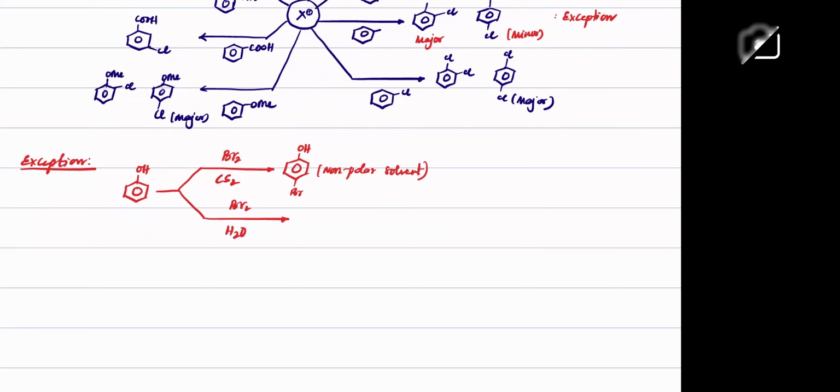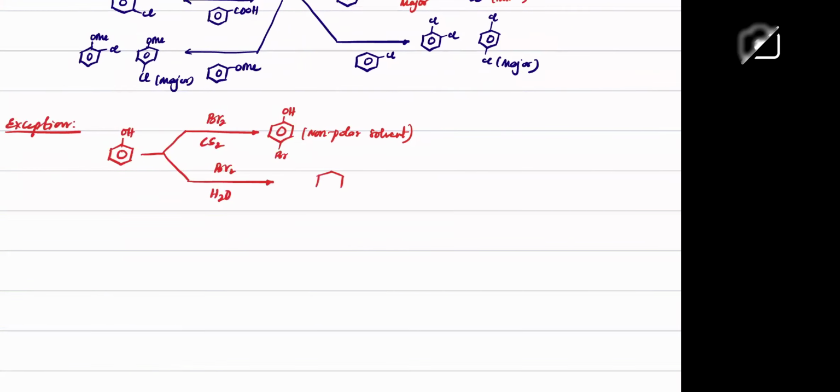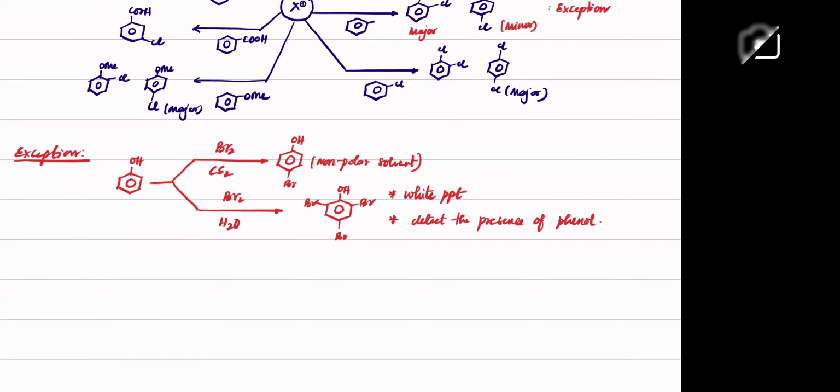In the presence of bromine water, now the addition would happen at all three positions. Got it? I'll get this as OH, Br, Br, and Br. And this is a white precipitate. Got it? This is an important point you need to understand, that it is a white precipitate. Clear? And this is used to detect the presence of phenol. Got it? This is an important exception.